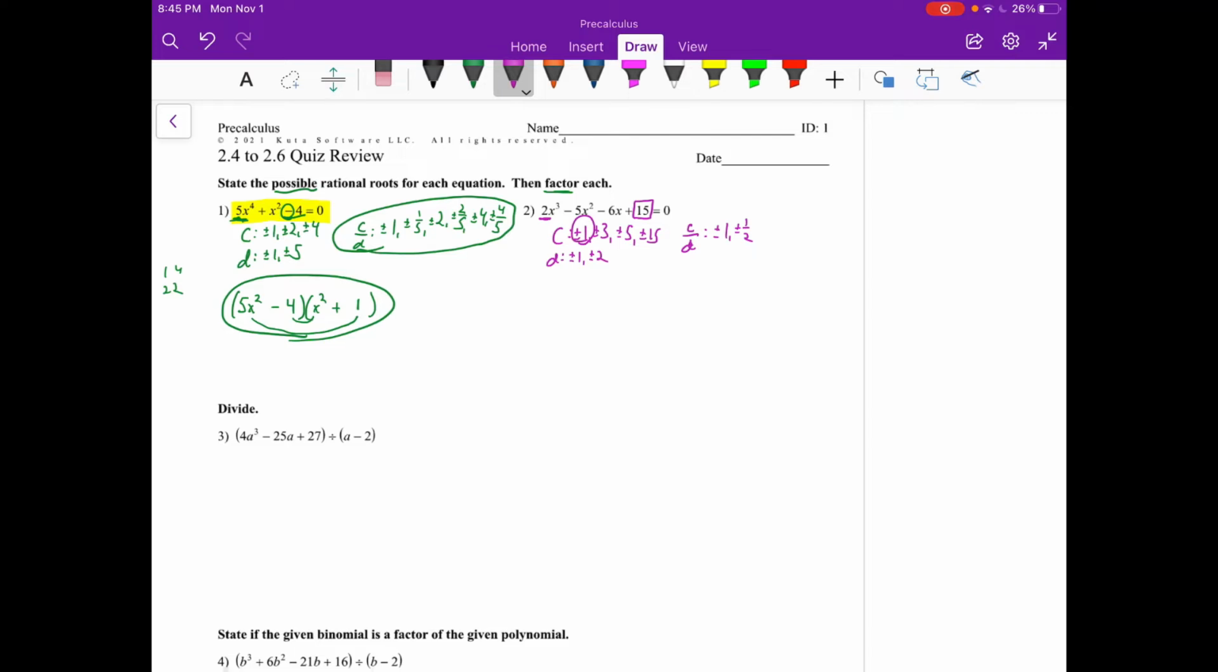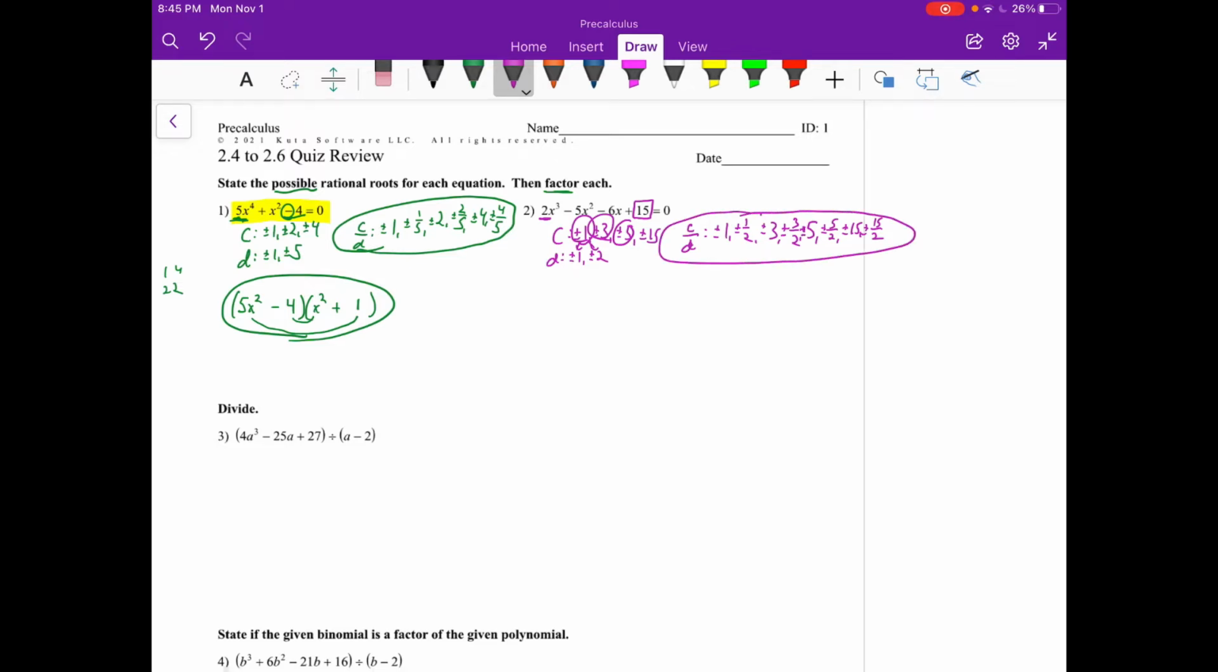So that's 1 over both of these. And then we'll do 3 over both of those. So 3 over 1, which we can just write 3, and then 3 over 2. Then we'll have 5 over both of those, so 5 over 1, plus or minus 5, 5 over 2, and then 15 over 1, and 15 over 2. So a lot of possibilities, but those are the possible rational roots.